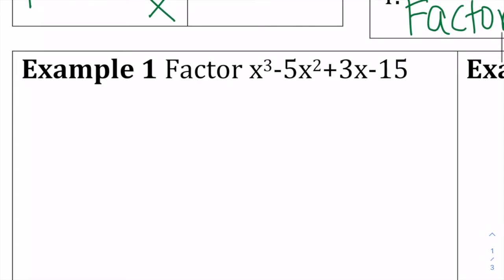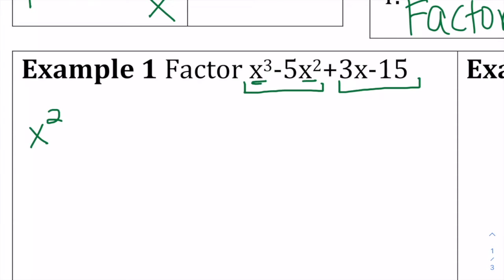All right, so factor by grouping. We have 4 terms here. We have x cubed and negative 5x squared. That'll be our first pair. And then we have 3x minus 5. So we're going to look at the first 2 terms, and they both have a GCF of x squared.